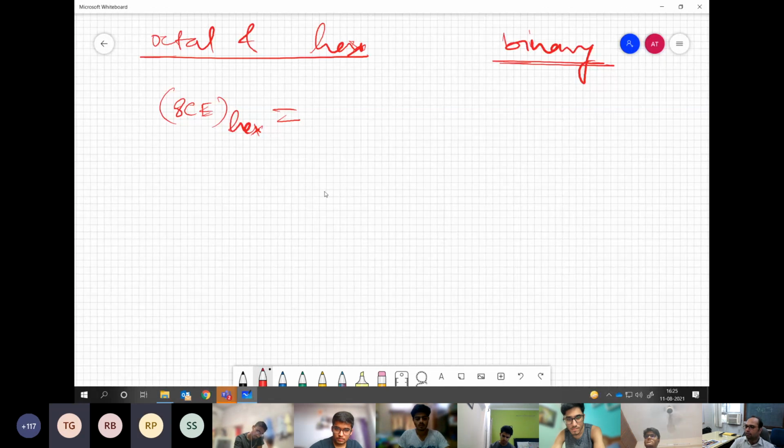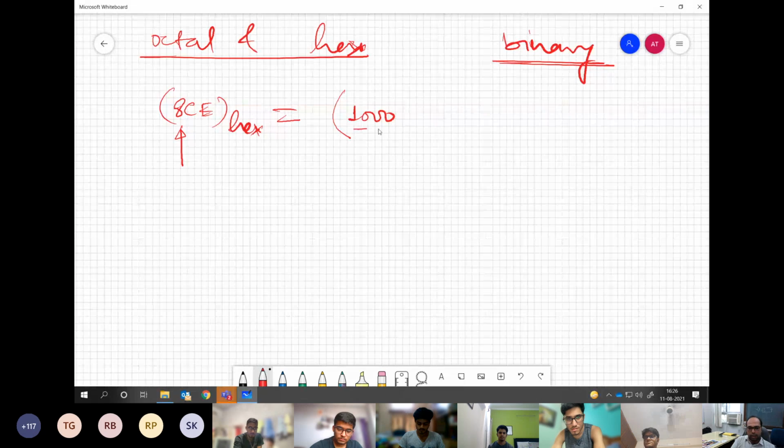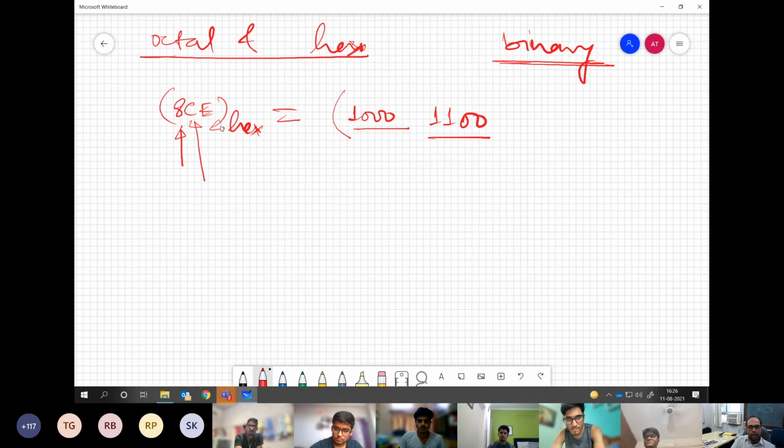We can club. So we can write the code for each digit in binary form. Exactly. See, 8 is what? 1000. This is done. Then how much is C? 1100. This is 12. Then what is E? 14. 1110. Yes. That's all.